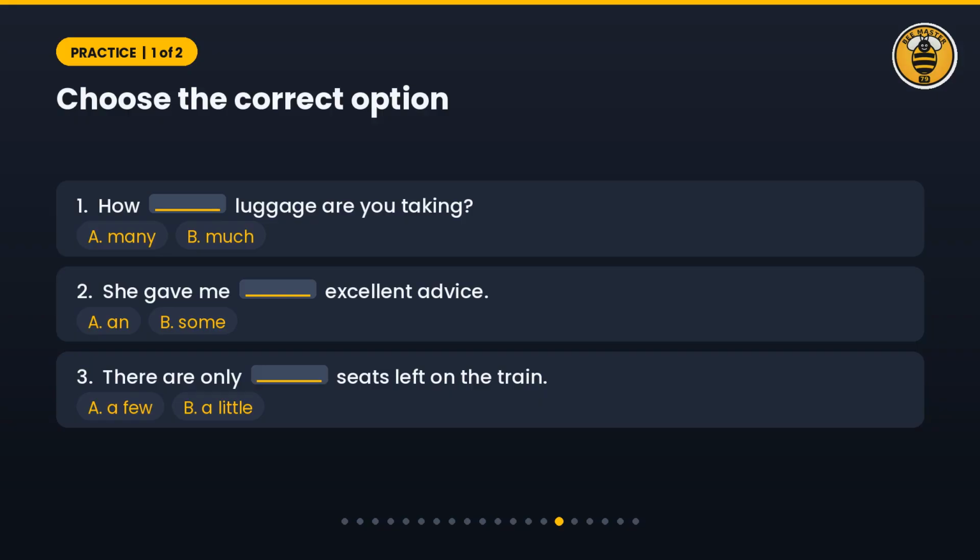Question 3. There are only blank seats left on the train. A. A few. Or B. A little.